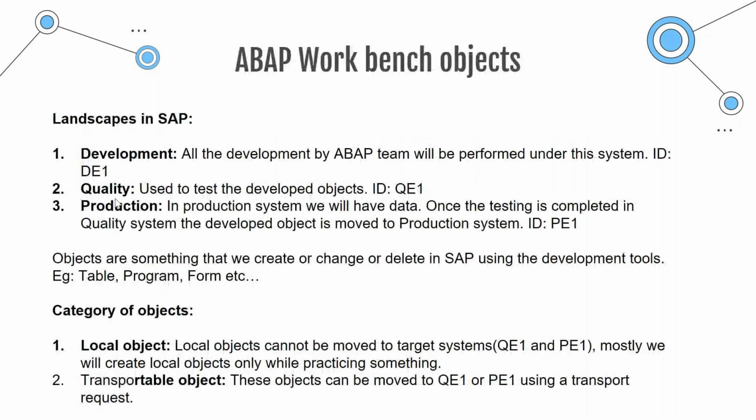Okay, then ABAP workbench objects. So from here we will start with our ABAP core concepts, introduction to ABAP. Okay, so first of all, what is a workbench object? What is an ABAP workbench object? Okay, see, in SAP we have two types of objects: workbench object and customizing object. Workbench objects are always created by the ABAP team. We have different workbench objects, like program, table, form, etc. In general they are all called workbench objects.